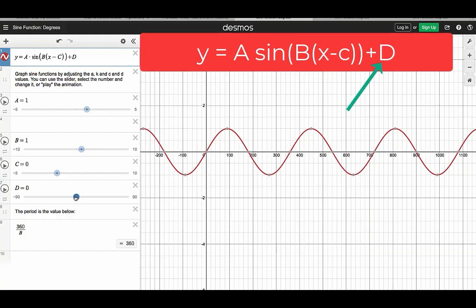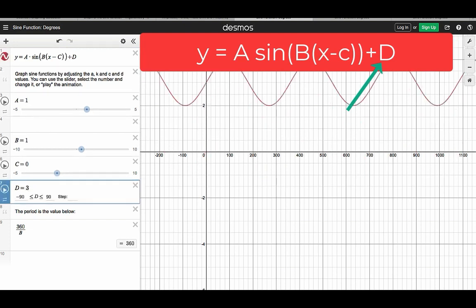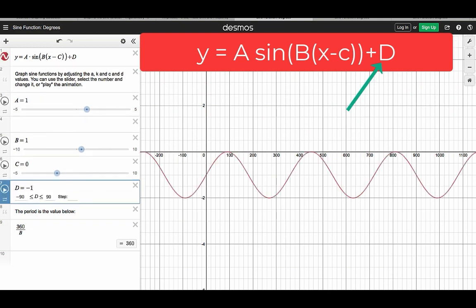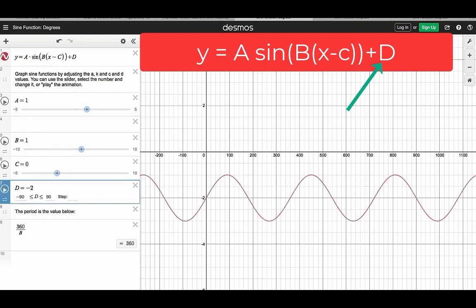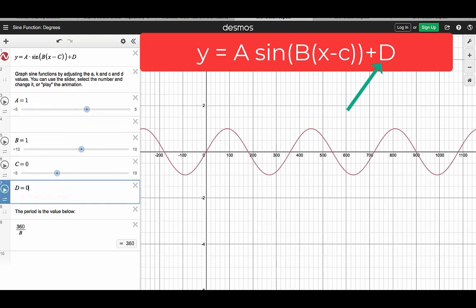So let's look at the graph. If I change the value of d from 0, change it to 2, it goes up, change it to 3, goes up, change it to 5, it's now above. If I make it negative, minus 1, the graph goes down, minus 2, minus 3, minus 4, minus 5, and so on. So the effect of this d is to displace or translate the graph up or down. You just have to slide the graph up or down.